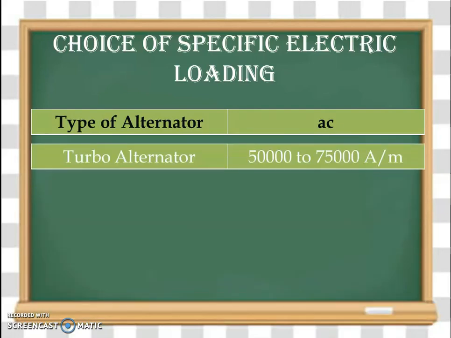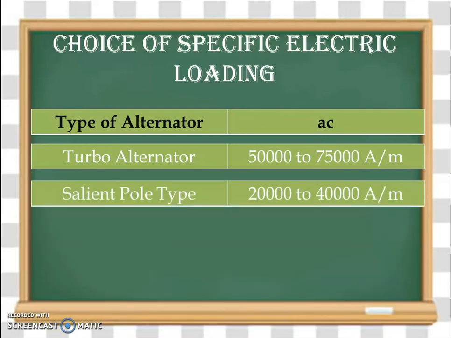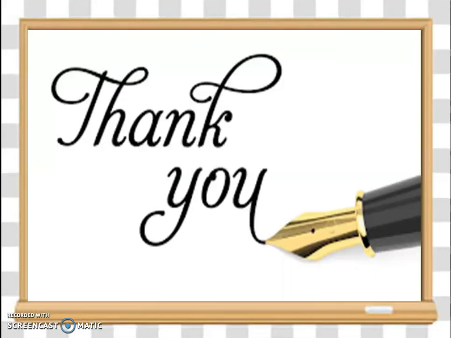If we see some typical values, then in case of a turbo alternator, we can go for 50,000 to 75,000 ampere per meter specific electric loading. In case of a salient type of machine, we can go from 20,000 to 40,000 ampere per meter. So this is all about specific magnetic loading as well as specific electric loading.